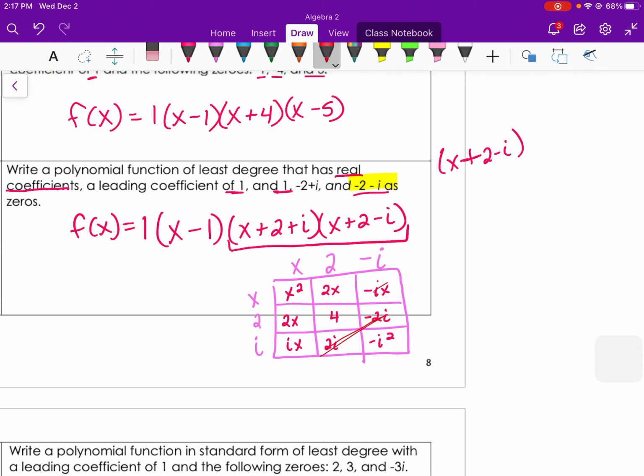So combining my like terms, I'm going to have an x squared, a 2x and a 2x is going to be 4x. And then I have a 4 plus the 1 is plus 5. And then I still have that times the x minus 1. So at this point, I've at least satisfied the polynomial of least degree that has real coefficients and a leading coefficient of 1. So I got rid of my imaginary coefficients.